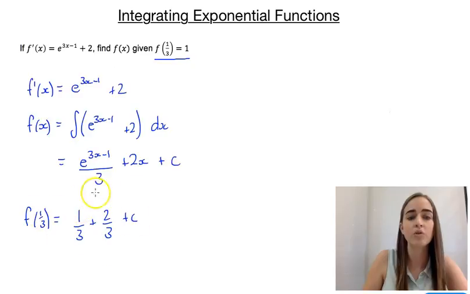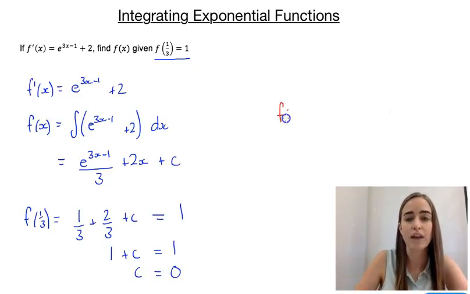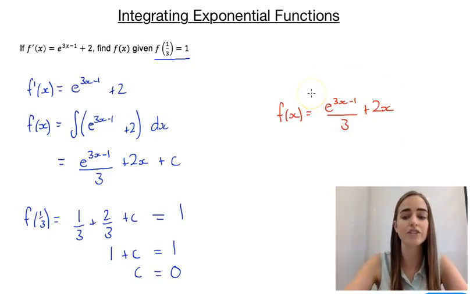Now we know that this whole thing has to equal 1. So a third plus 2/3 is 1, plus c is equal to 1, which means that c has to equal 0. So our original function will be f of x equals e to the 3x minus 1 over 3 plus 2x, and because our c was 0, that's it. That is our original function.